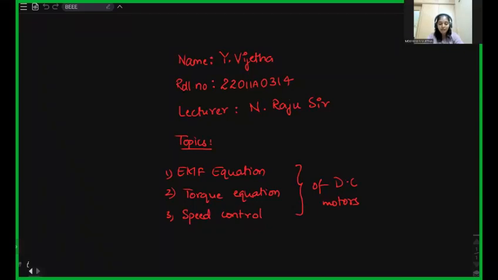I'm Vijeta, and today's presentation is all about derivations and equations regarding DC motors. I'll be talking about three kinds of equations, which are the EMF equation, or EMF generated in the DC motor, the torque equation, and speed control. So let us jump into the basics first to understand these three equations.